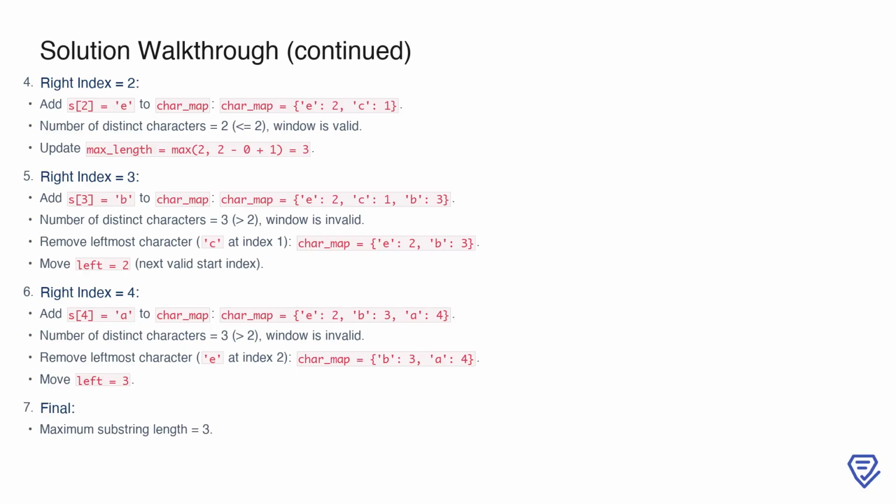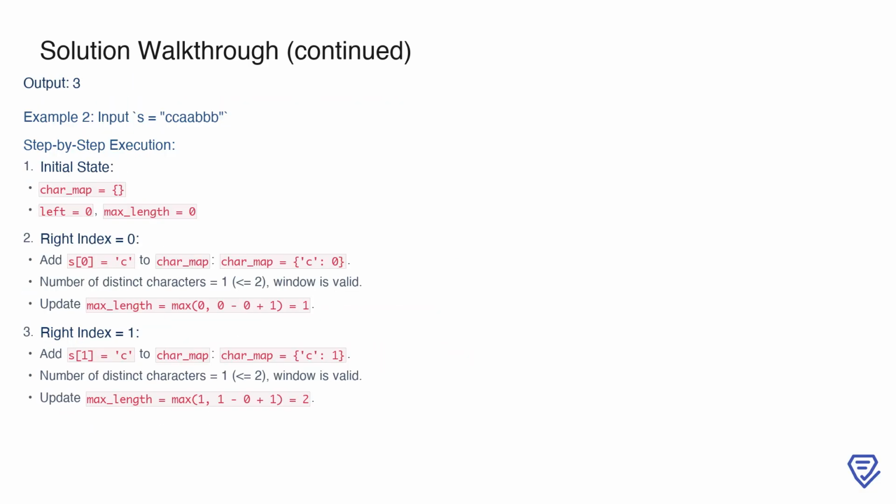At index 4, we add it to the map. Again, the window becomes invalid due to 3 distinct characters. We remove E, the leftmost character, and move the left pointer to 3. Finally, the maximum substring length for this example is 3. From the previous calculations, the output for the first example is 3.